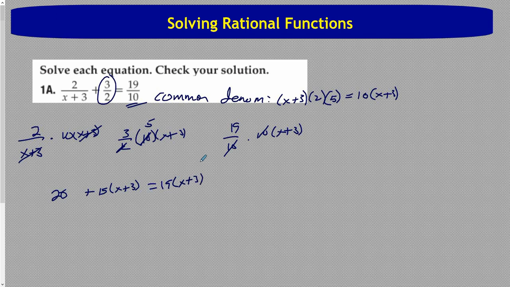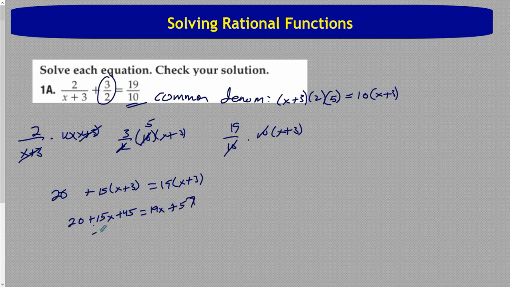So you can see how the denominators go away in each of the three fractions, and that was the point. That's why multiplying by the common denominator was what we wanted to do. That leaves us with just the numerators. And then again, we're just going to combine like terms and solve this guy. So 20 plus 15x plus 45 equals 19x plus 19 times 3, well, 20 times 3 would be 60, minus 3, so 57.